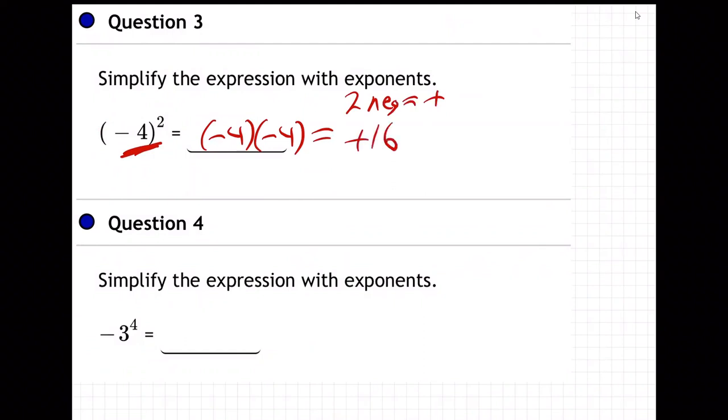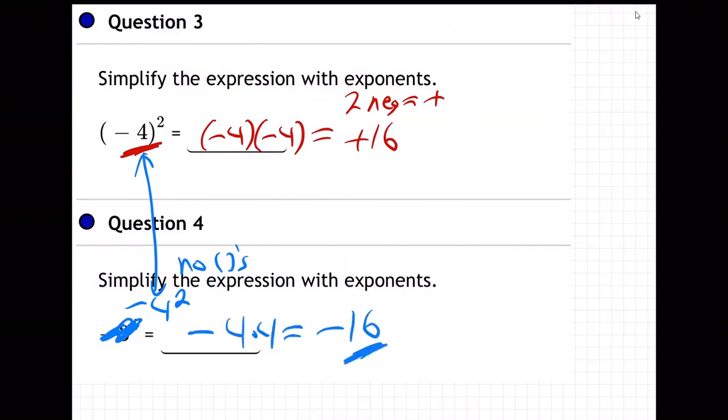Now, down here, in fact, let me just change the problem. I'm going to make it -4 to the second power with no parentheses. See how these are the same, except here there's no parentheses. So is it just going to be positive 16 again? No, the negative just sits there by itself, and the answer is -16 instead of positive 16. That's the difference I want to show you.